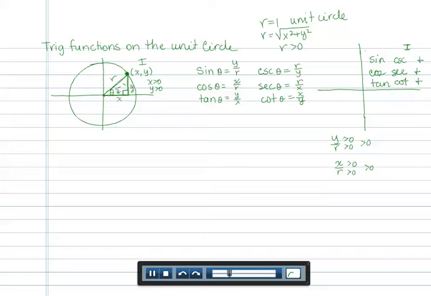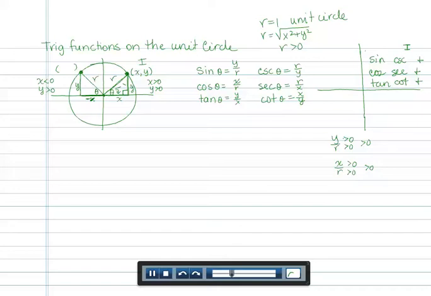Now let's look at the second quadrant. We're going to draw a point over here, with an x and y value. Because we are in the second quadrant and we went to the left, the x distance is going to be negative. So in the second quadrant, x is less than 0, but y is a positive value. We can put a little negative sign here to remind ourselves that x is negative.